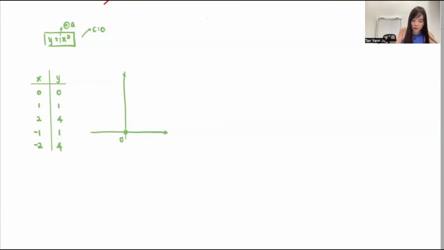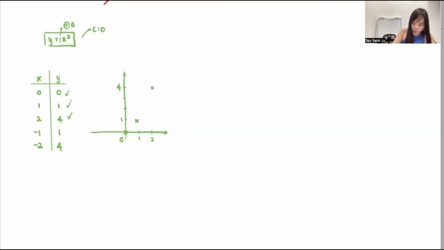So let me try to draw it out. First one, x is 0, y is 0, (0, 0). That's the first point. Next one, x is 1, y is 1. Let's say here is 1. So (1, 1) is here. Done. Next one, (2, 4). Let's say 2 is here, and 4 is here. So (2, 4), guys, the cross is here.